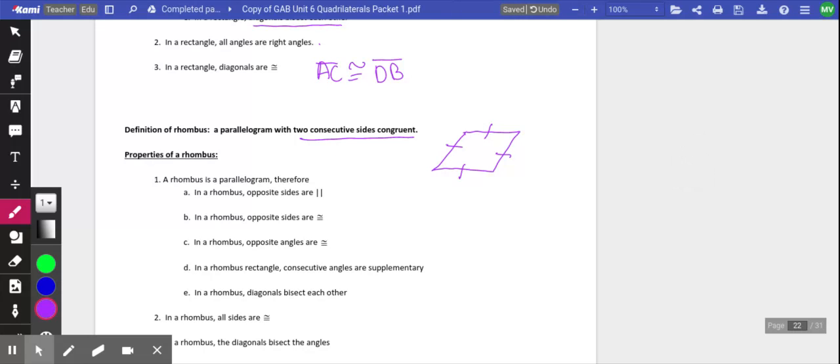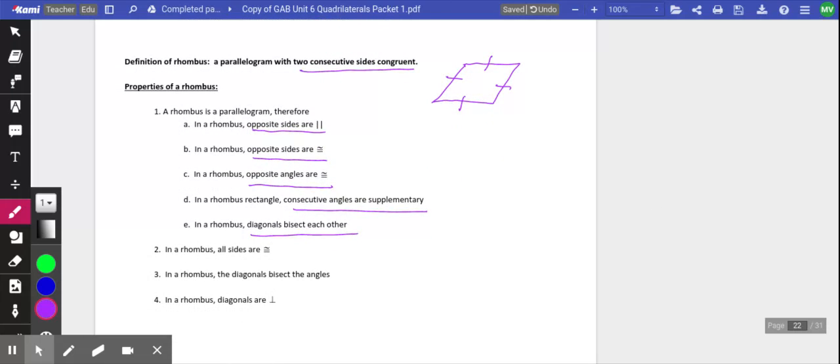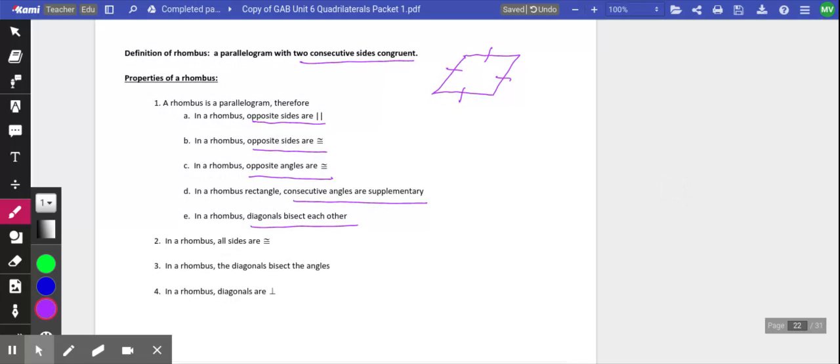So since a rhombus is a parallelogram, we still have all the properties of a parallelogram. Opposite sides parallel, opposite sides are congruent, opposite angles are congruent, consecutive angles are supplementary, diagonals bisect each other. Now in a rhombus, our special properties are that all sides are congruent. So in a rhombus, all the sides are congruent. Also in a rhombus, the diagonals bisect the angles.